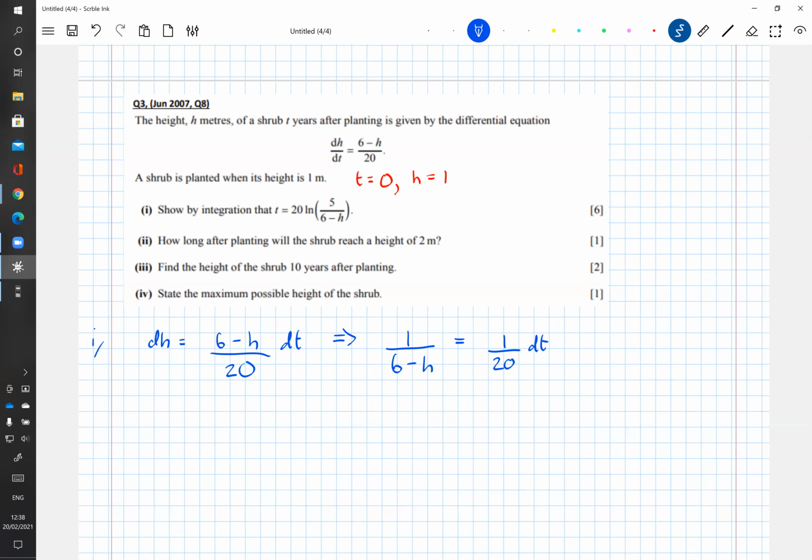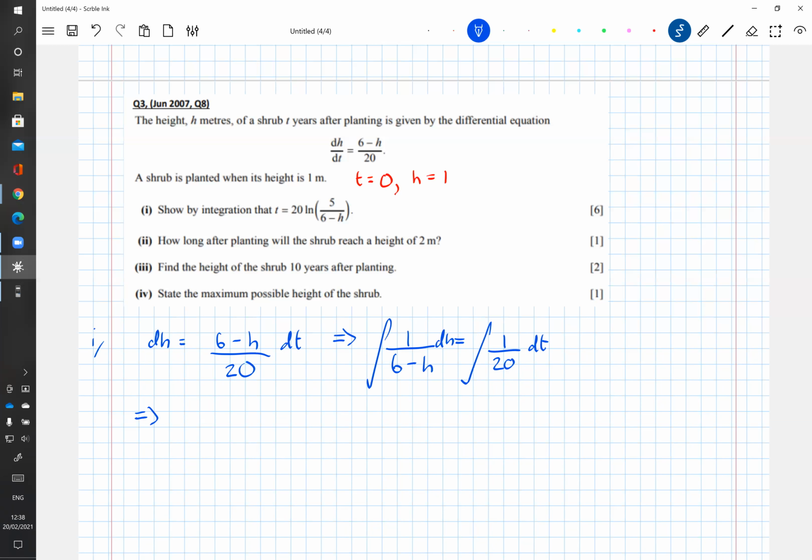And notice what I've done here. I'm taking across to the other side the bare minimum that I need to take across. Constants sometimes just get in the way. So rather than times by 20 and divide by 6 minus h, the only thing I really need attached to the dh is 6 minus h. So it's most likely going to make it a simpler integration if I only take across the bare minimum that I need to. Might not make it simpler, but it certainly won't make it any harder, which taking across the 20 just might.